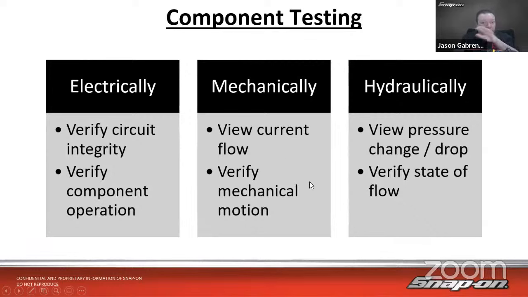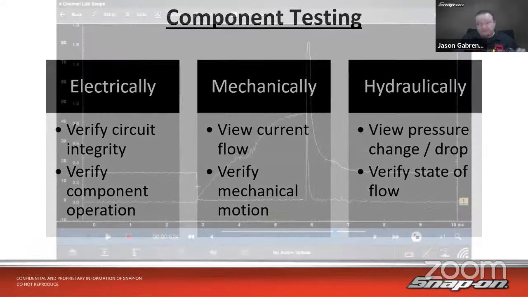So we could have voltage going to it, and the voltage and ground could be okay, but if it doesn't open, we can see that with the current flow. If the current doesn't flow through, it's not going to open. And then hydraulically in this case as well, we could hook up a pressure transducer and look at the pressure change or pressure drop anytime it opens, which helps us also verify the state of flow of the injector.